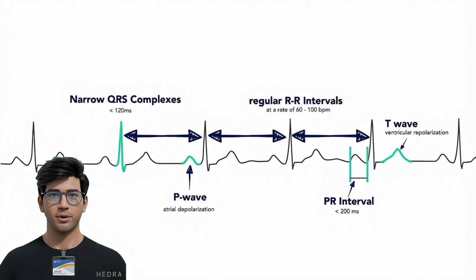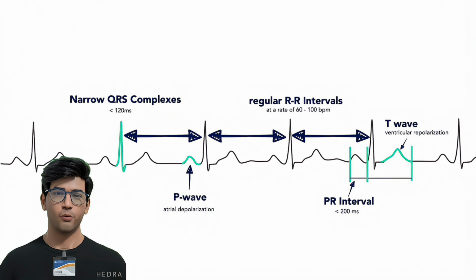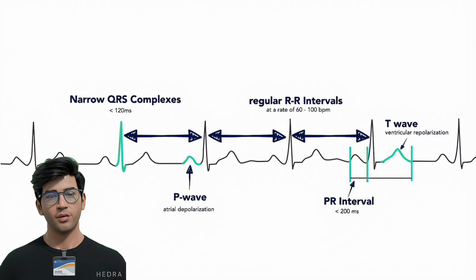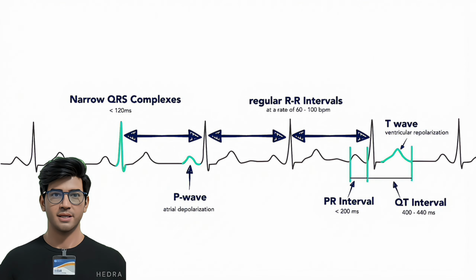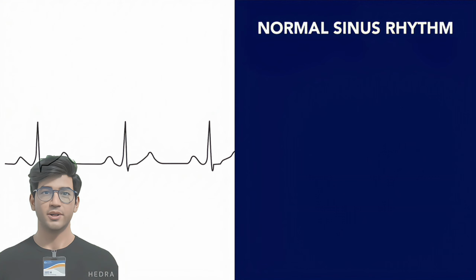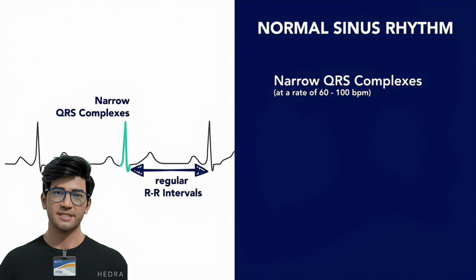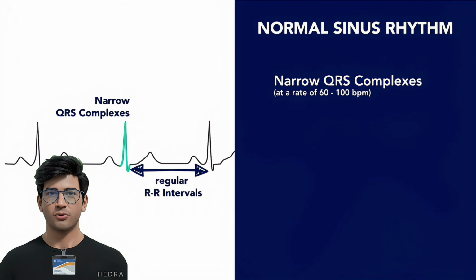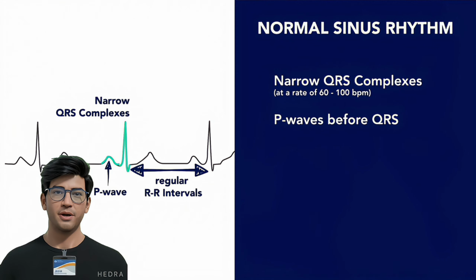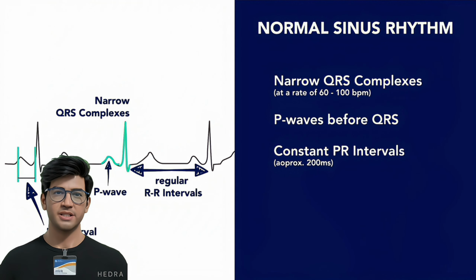This interval to repolarization should fall between 400 to 440 milliseconds after the initiation of the QRS complex. This is called the QT interval. So in summary, in a normal sinus rhythm, you'll see narrow QRS complexes, which occur regularly at a rate between 60 to 100 beats per minute. These are always preceded by P waves and PR intervals that are constant, usually less than 200 milliseconds, and finally, T waves after QRS complexes representing repolarization.